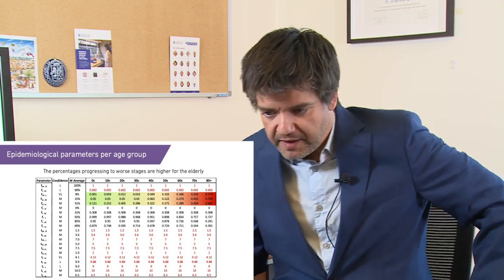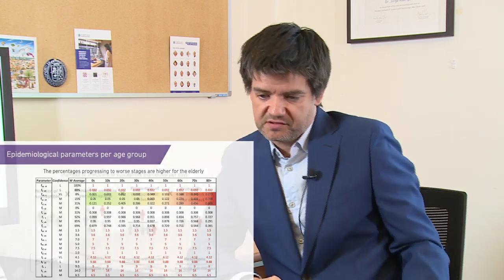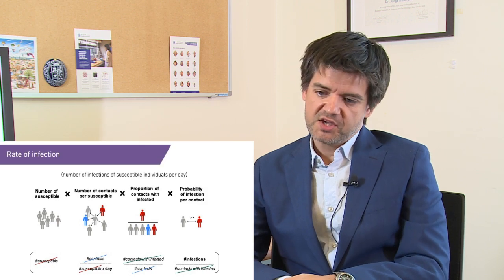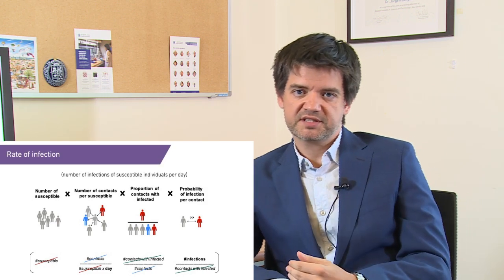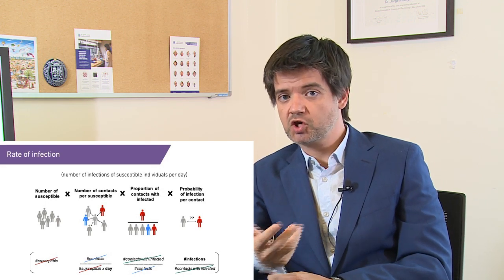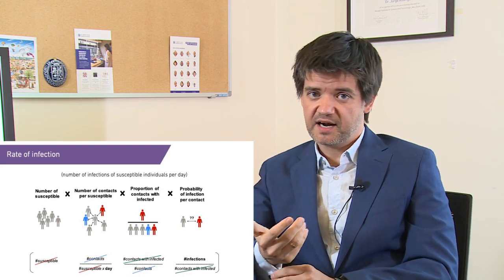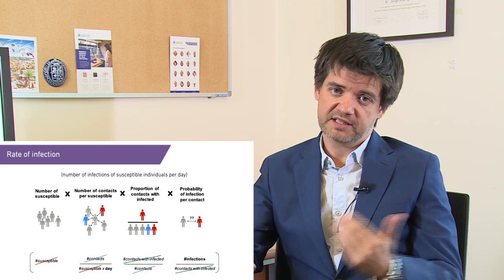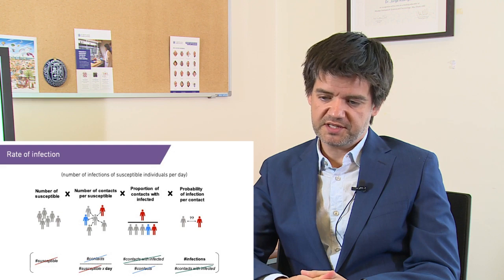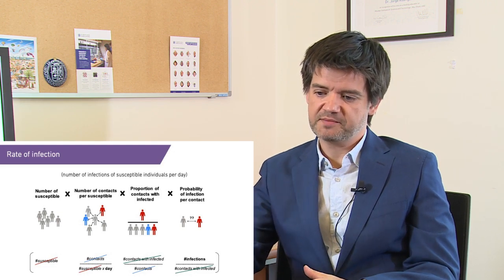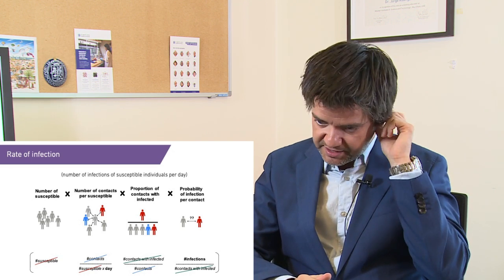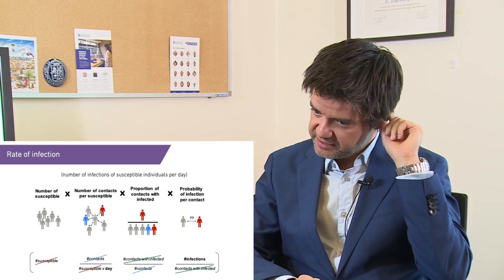Okay, so how did we model the infection? That's shown here in this slide. The rate of infection in SIR models is modeled in a similar way, right? It's basically a function of interactions or contacts between individuals that are infected or infectious and individuals which are susceptible. In our case, what we did is have a multiplication of four terms to calculate the rate of infection, right?